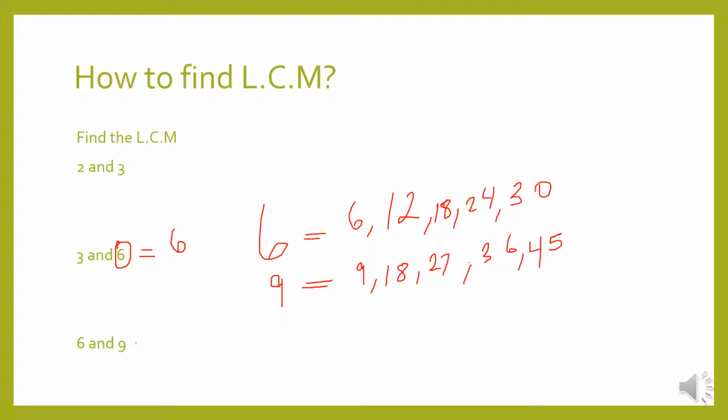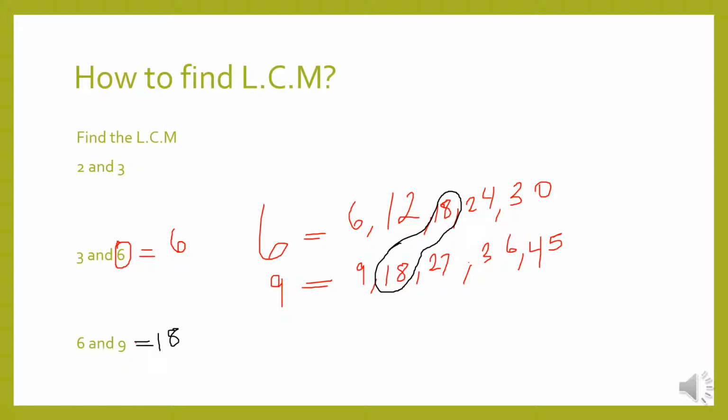Alright, so now let's highlight what's the lowest common multiple we have here. Not 6, not 12, 18. As you can see here, 18 is the lowest common multiple of 6 and 9. So the LCM of 6 and 9 is 18. Use one or two methods to confirm your answer.